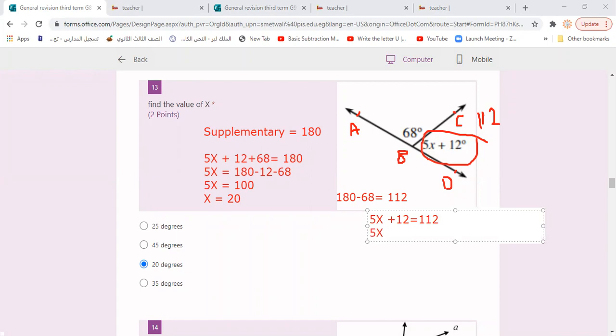Then what is the next step? We will make 112 minus 12. So we have 5x equal 100. Then divide by 5 on both sides. So the answer will be equal 20. Then you can start from the beginning to work with both angles at the same time, and you will say that 5x plus 12 equals 68. Then you will solve the equation. With the second part, you can say 180 minus 68 equal 112, and then you will find the answer.